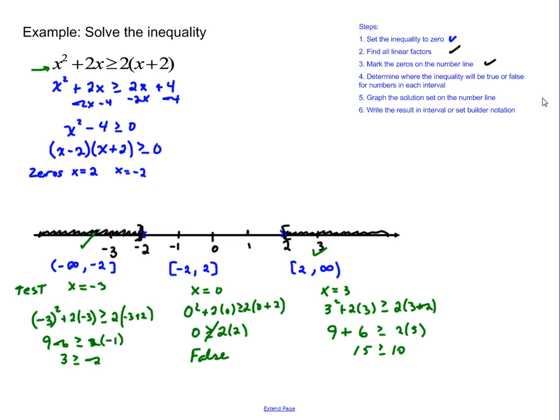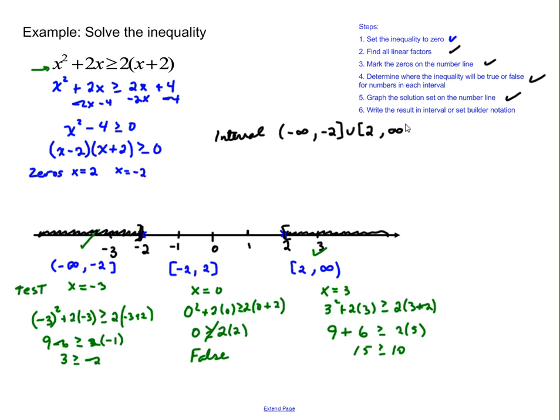Linear factors, mark the zeros on the number line, determine whether it's true or false, graph the solution on the number line. Let's write the result in interval notation. As an interval, we would say the set from negative infinity to negative 2. And since we're joining two separate parts, we're going to join it with a union with the set from 2 to infinity.